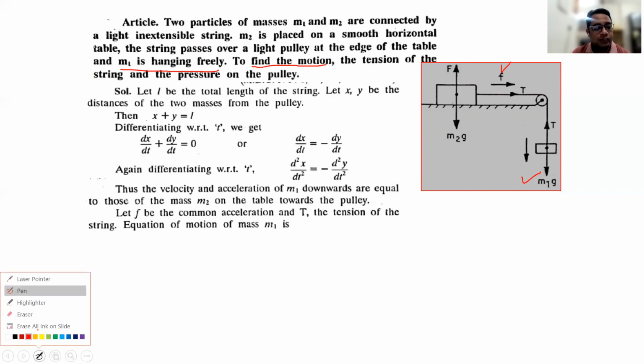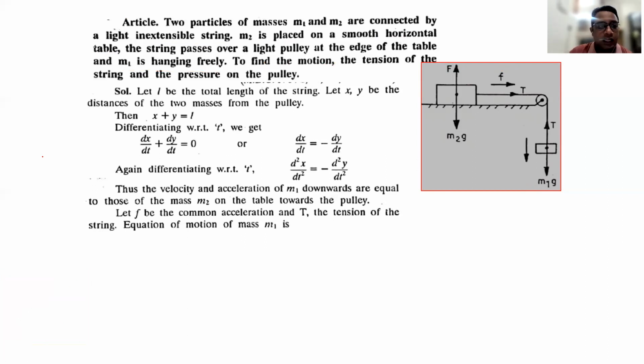As we have done in the article of vertical motion when both the particles are vertical, these steps are also the same as in that article. There is a minor difference that one particle is horizontal and the other is vertical. But the steps to solve for the acceleration and the tensions would be almost the same. So let us see. Let L be the total length of the string.